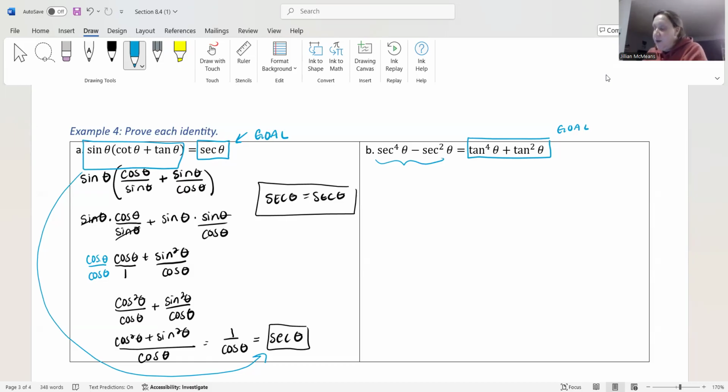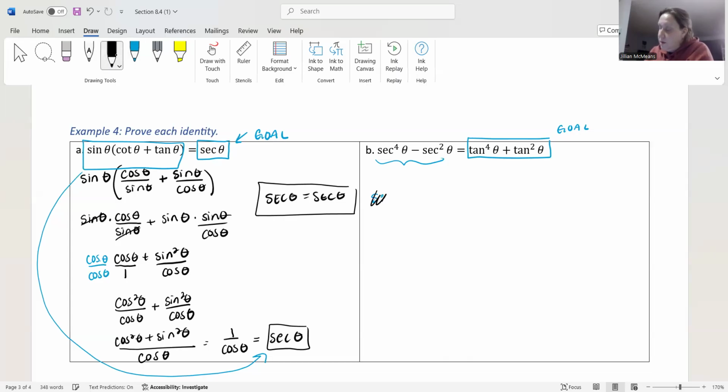Okay. And if I look at this left-hand side, I see a GCF that I could factor out. So always remember, you've got these tricks up your sleeve. You can multiply by a well-chosen one. You can write as a single fraction. You can also try factoring. And so in this case, I'm going to factor out a GCF of secant squared theta.